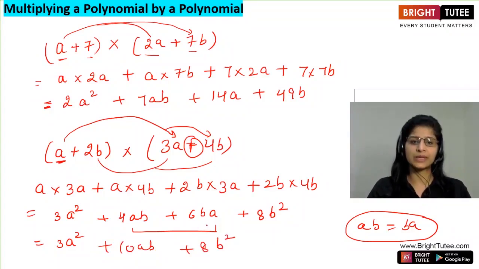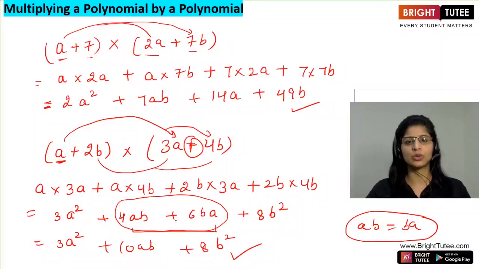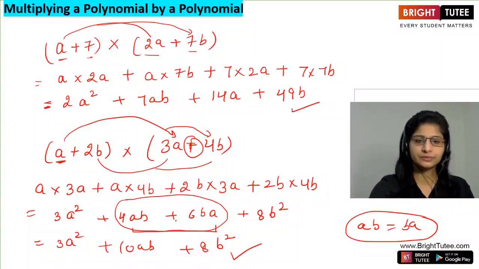What I want you to notice is that in the first example we got four unlike terms, but here we have three unlike terms. Two terms were like and we have combined them. So always look for like terms and combine them. If you don't find like terms, just write the unlike terms as I have written in the first part. So this is what I have shown you, multiplying a binomial with a binomial.